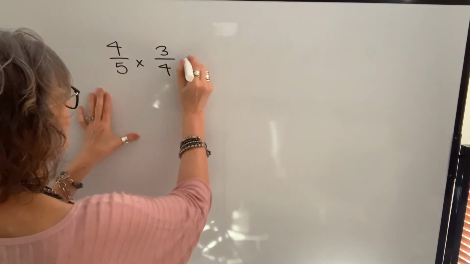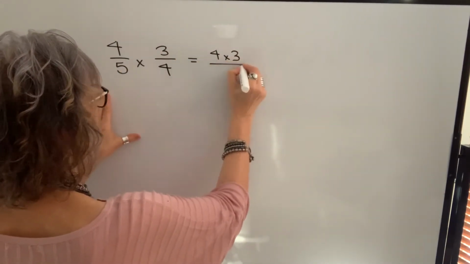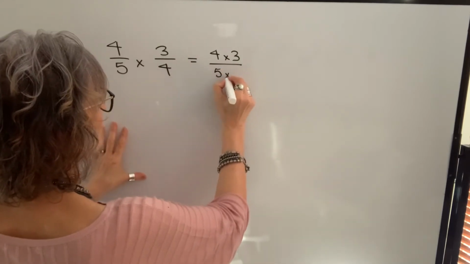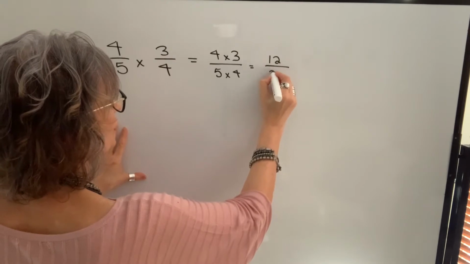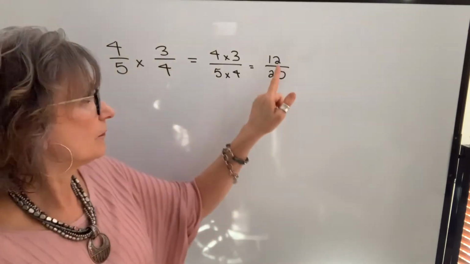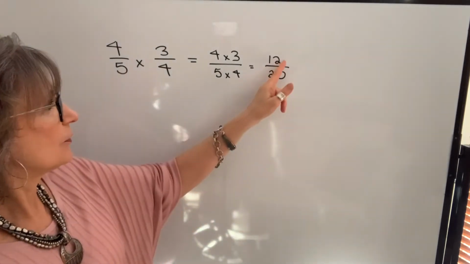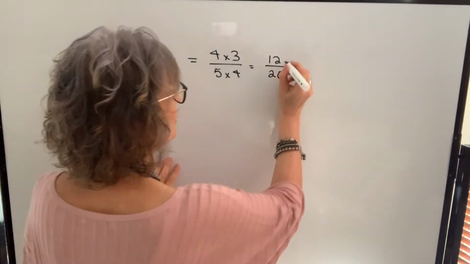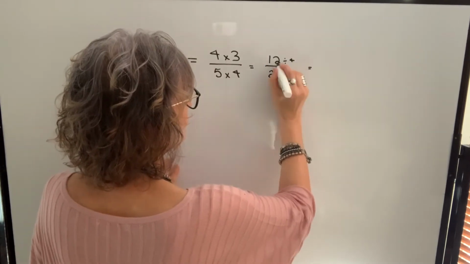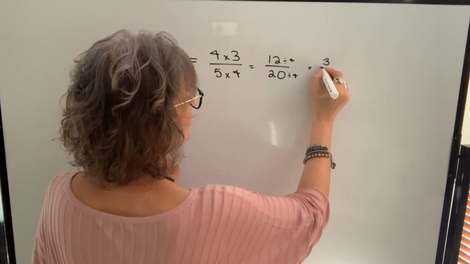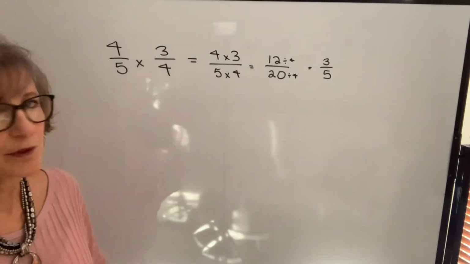So we could get an answer by multiplying 4 times 3 and dividing that by 5 times 4. So I would get a 12 over 20. And when you take a look at this, you're going to notice you can reduce. We can divide a 4 into the numerator and the denominator. So we're going to divide by 4. 12 divided by 4 is 3. 20 divided by 4 is 5. So my answer would be 3/5.